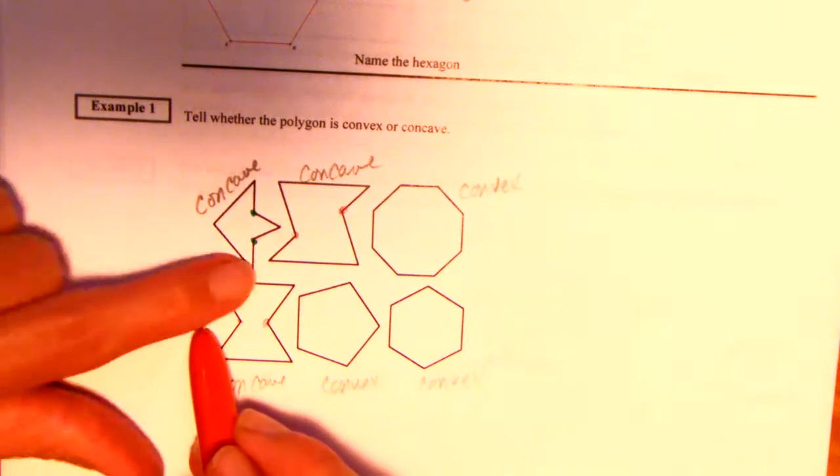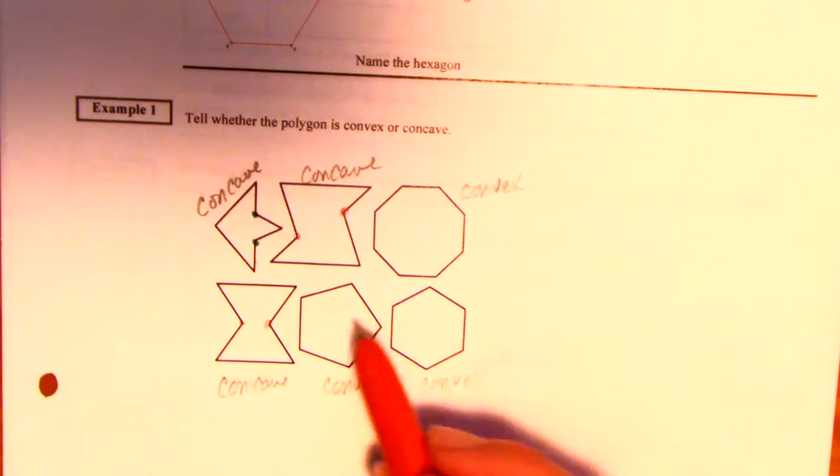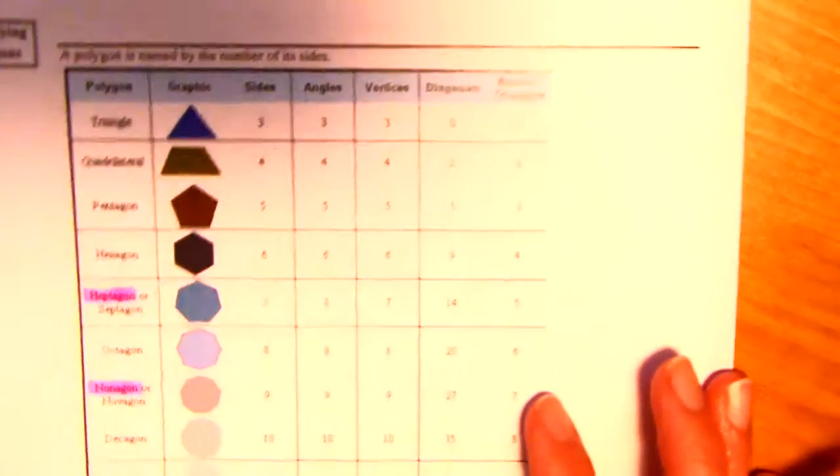Again, if that point was out here, it would bow out and it would be convex. The rest of these are convex. So far, so good? Told you it was fast. Okay, classifying polygons. This is a nice little pretty chart.